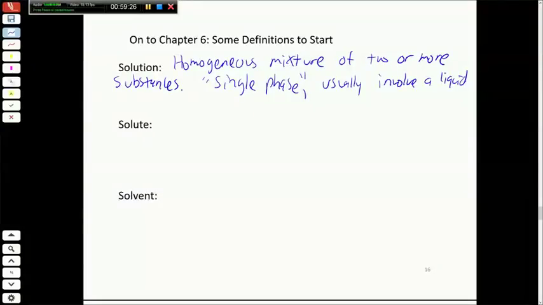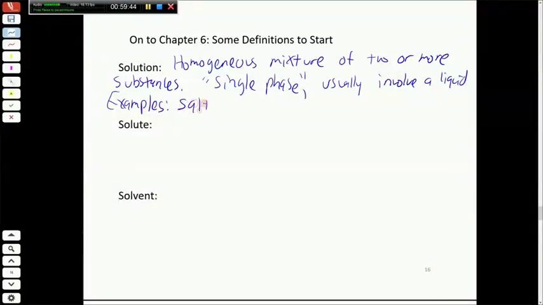You can have what are called solid solutions, another term for which is alloys, which we might touch on a little bit at the end of the course. But for this chapter, we're going to be talking about primarily liquid solutions, solutions where the major component is a liquid. So some examples of this that I've already kind of touched on already.